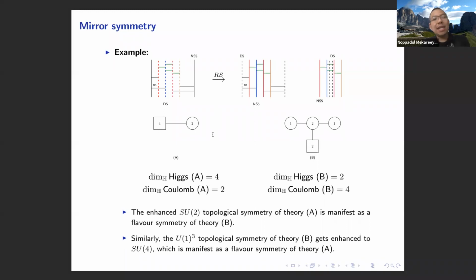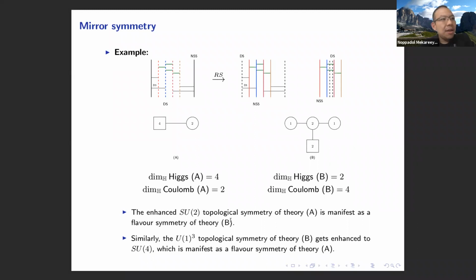So you see that this is quite an interesting phenomenon, that the enhanced SU2 topological symmetry of theory A is manifest as the flavor symmetry of theory B. Okay, so the U1J that is enhanced to SU2J in description A becomes manifest here.